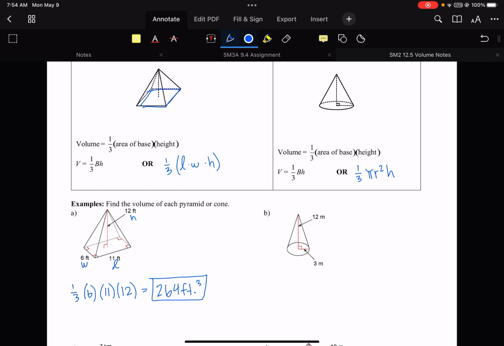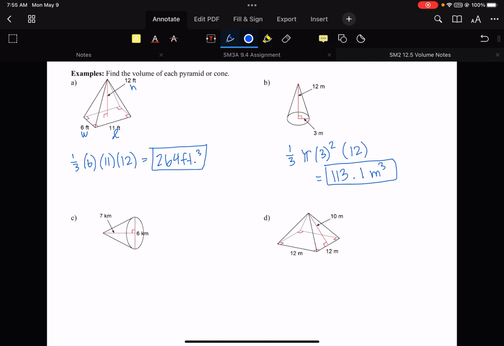Okay. Next one is a cone. So you're going to do 1/3 times the area of the base, so pi r squared, times the height. You get 113.1 cubic meters. Okay. All right, take a second really fast. Try to do the next two on your own, so hit pause and then come back and just check your answers.